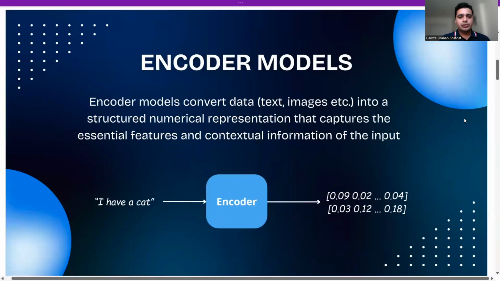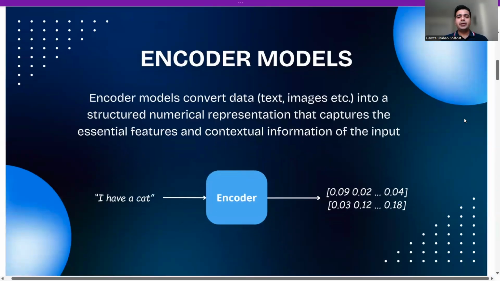So what are encoder models? Encoder models essentially convert data such as text and images into a structured numerical representation. Essentially, as the name suggests, it encodes input from one form into another form that machines can understand, that is, numeric representation. But this representation also captures the essential features and the contextual information of the input.